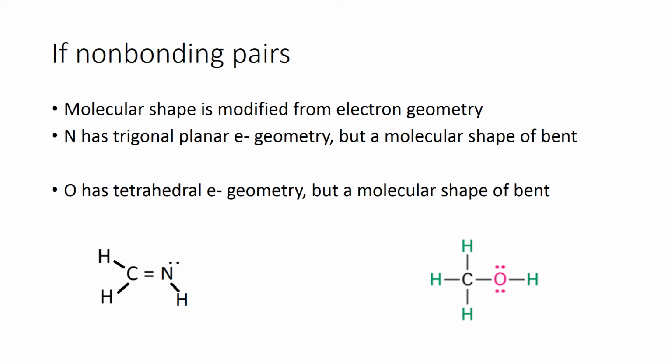Likewise, if we go over here, the carbon here is tetrahedral with no non-bonding pairs, so the molecular shape is tetrahedral. But the oxygen has 2 bonds and 2 non-bonding pairs, which is tetrahedral, but the non-bonding pairs cannot be seen, so the carbon-oxygen-hydrogen location of the atoms we say is bent.